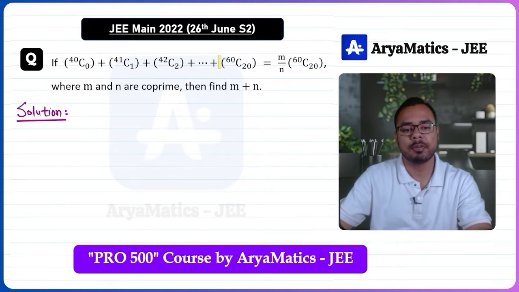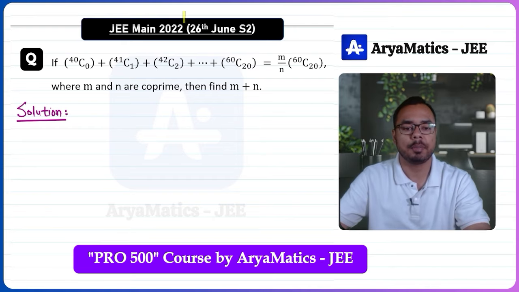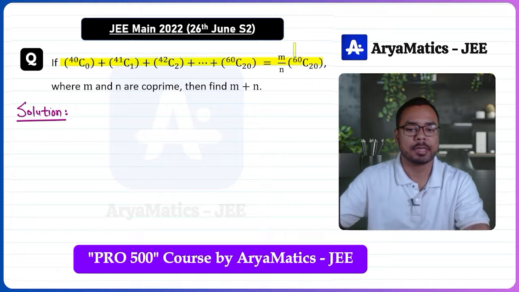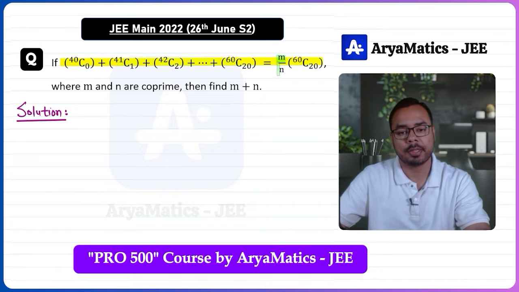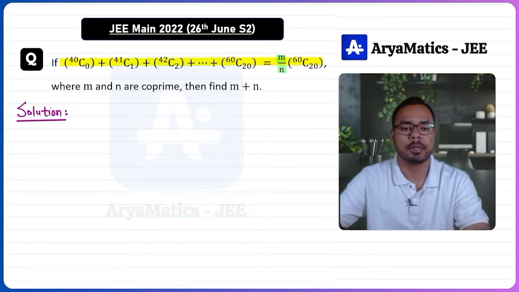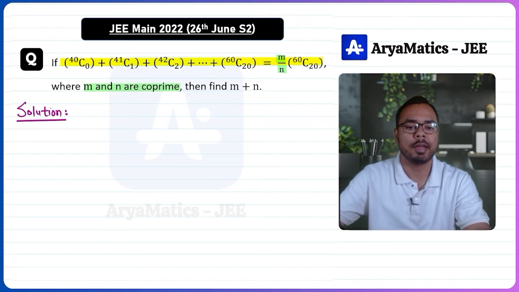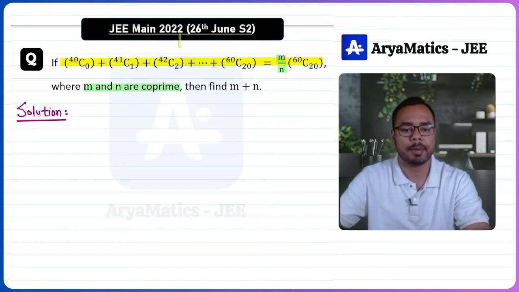If the sum of this series, 40C0 plus 41C1 plus 42C2 and so on to 60C20, is m by n into 60C20, where m and n are co-prime numbers, that means there is no common factor between m and n. The HCF of m and n will be 1. Then we have to find the value of m plus n.